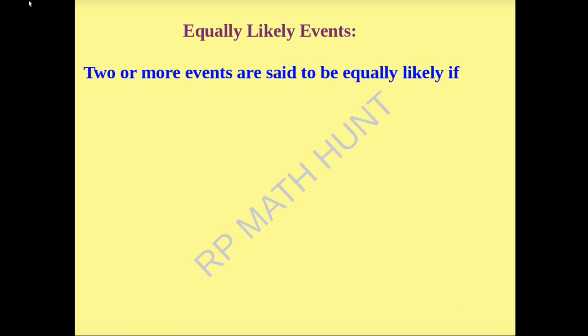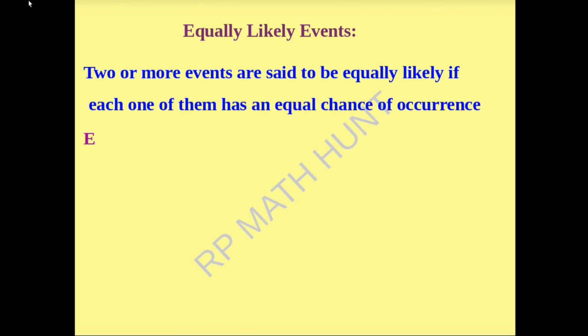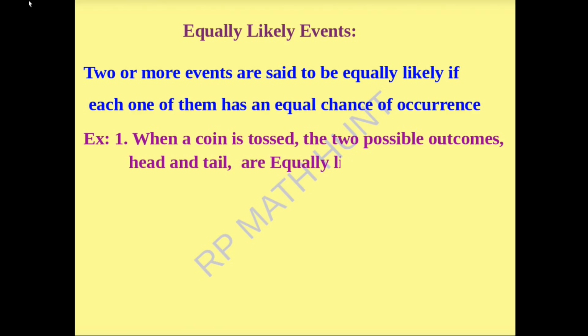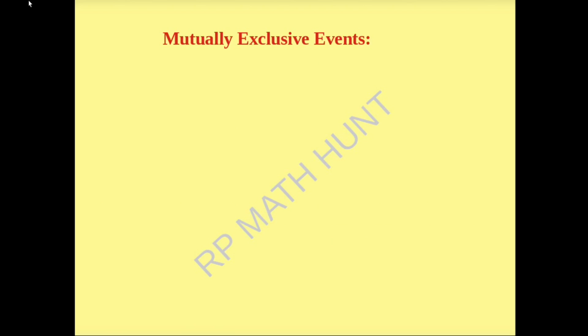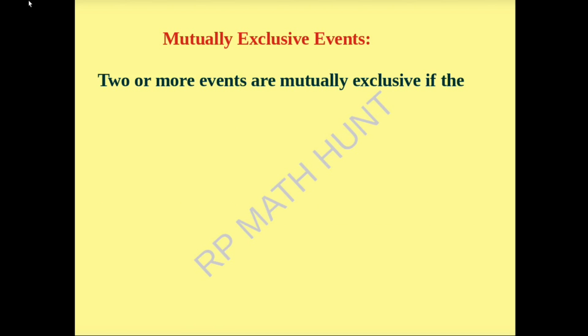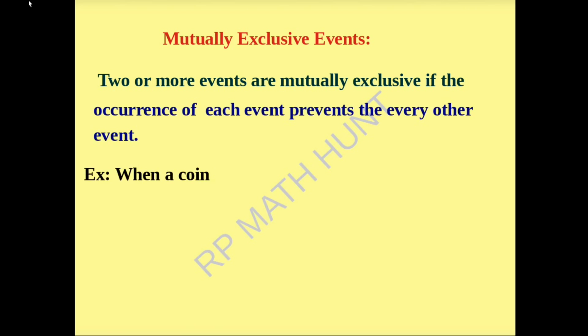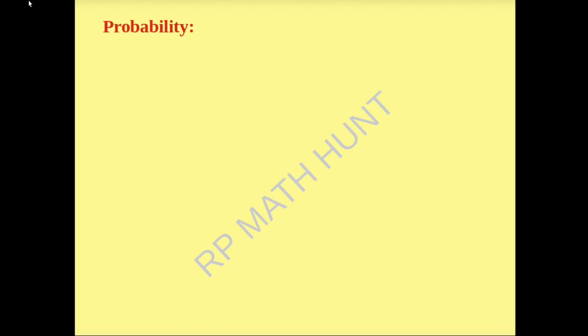Equally likely events. Two or more events are said to be equally likely if each one of them has an equal chance of occurrence. Example 1. When a coin is tossed, the two possible outcomes, head and tail, are equally likely. 2. When a die is thrown, the six possible outcomes 1, 2, 3, 4, 5, 6 are equally likely. Mutually exclusive events. Two or more events are mutually exclusive if the occurrence of each event prevents every other event. Example, when a coin is tossed, getting a head and getting a tail are mutually exclusive.